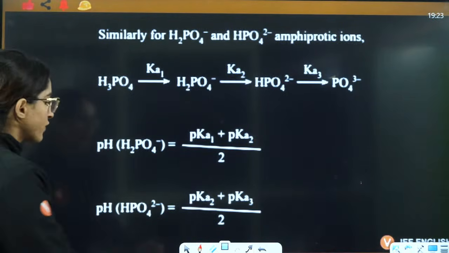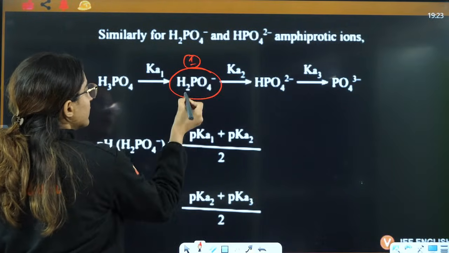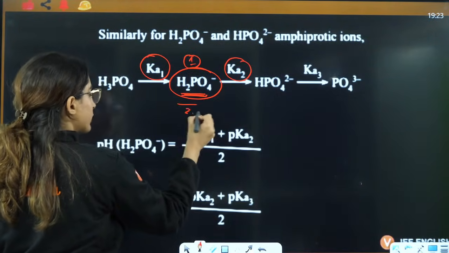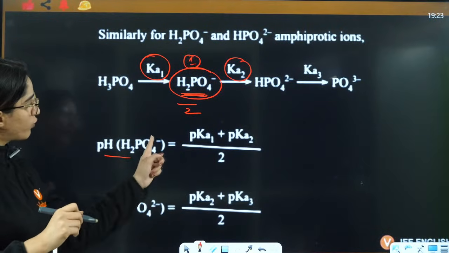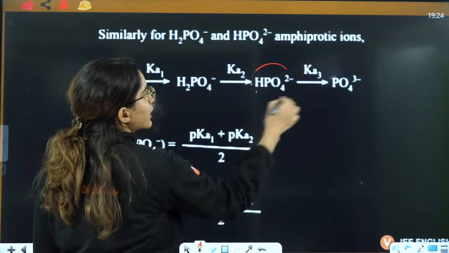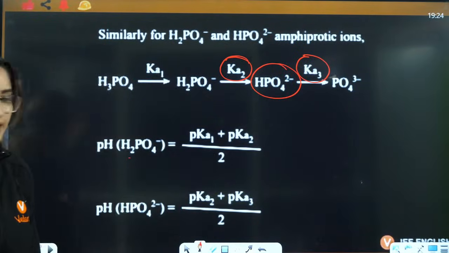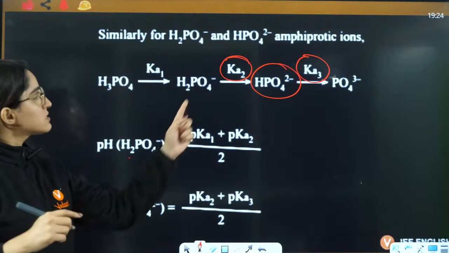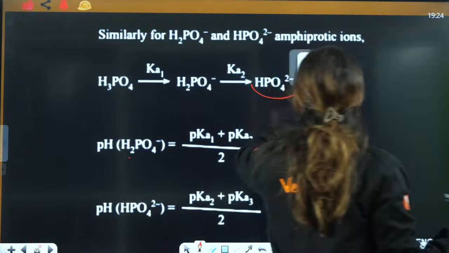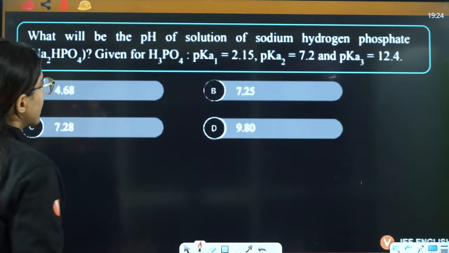So you can see this over here. Now in this case, let's say this is amphiprotic number 1. Here its value will be (pKa1 + pKa2) divided by 2. So value for H2PO4 negative is (pKa1 + pKa2) divided by 2. If I take this amphiprotic, then its value is (pKa2 + pKa3) divided by 2. When it is donating, it is accepting. Both divided by 2. Okay? Right, everybody?